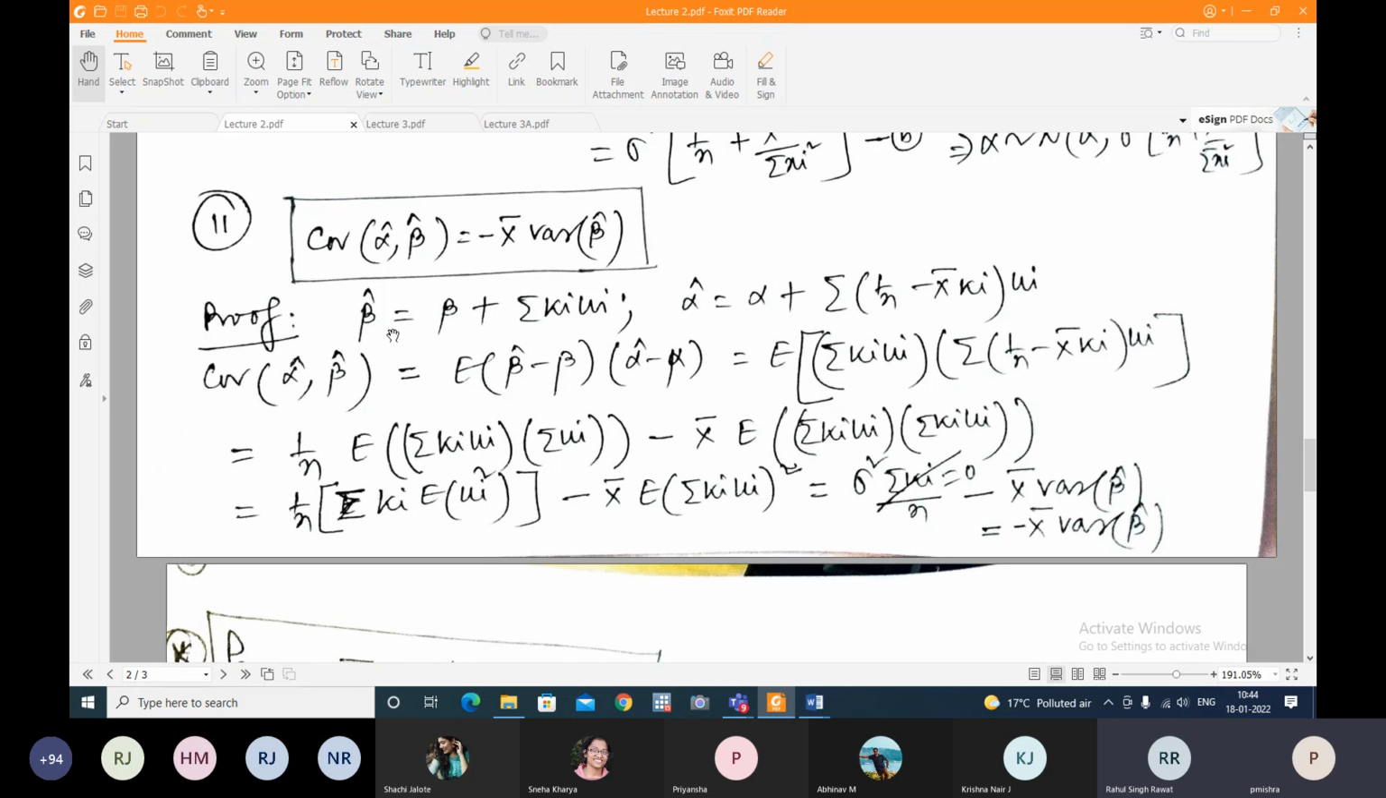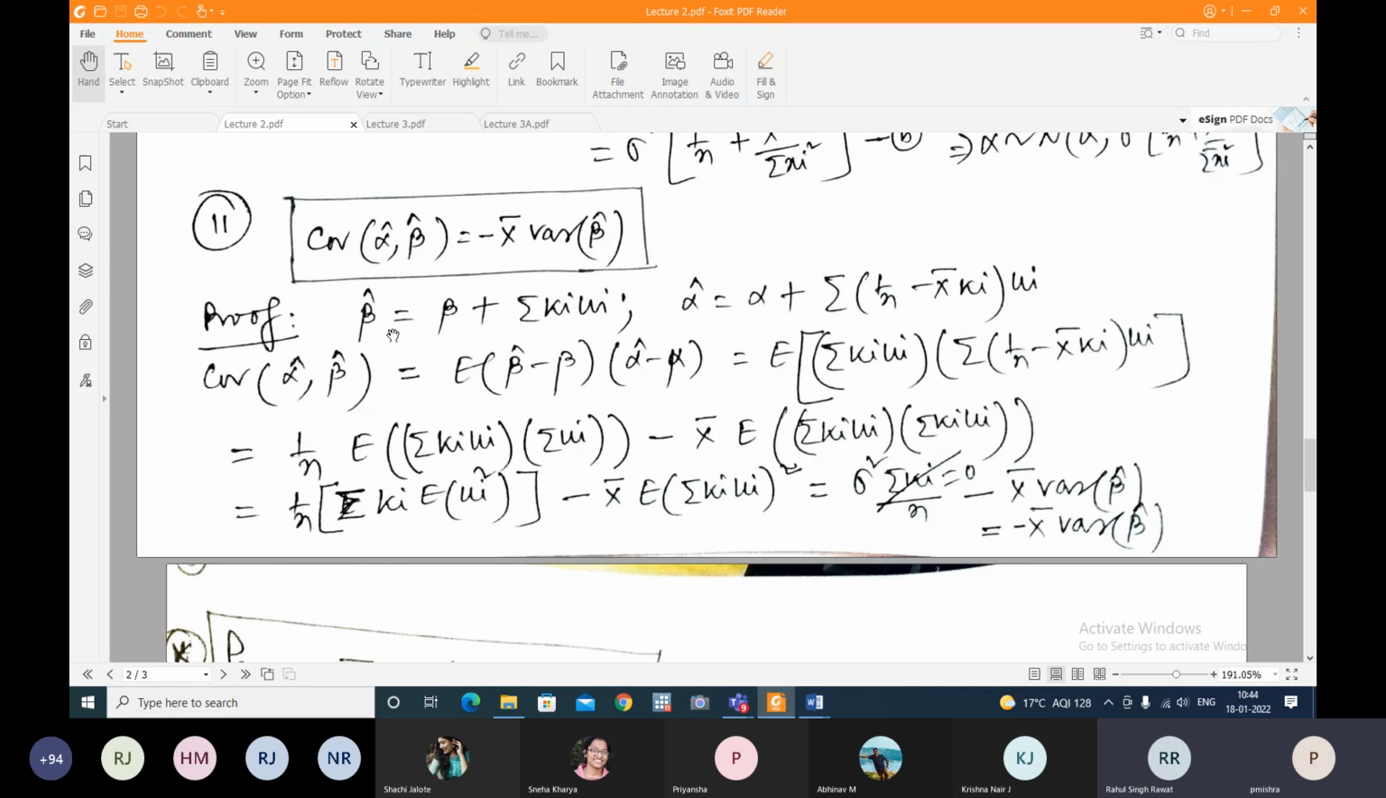But we didn't discuss how these two estimators, alpha hat and beta hat, are related. And we'll prove that the covariance of alpha hat and beta hat is equal to minus x bar times the variance of beta hat.